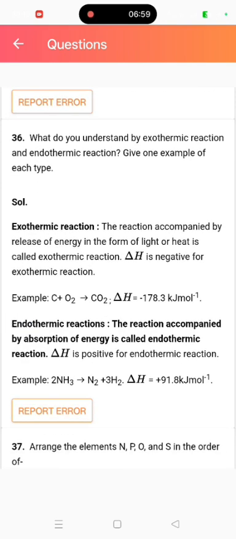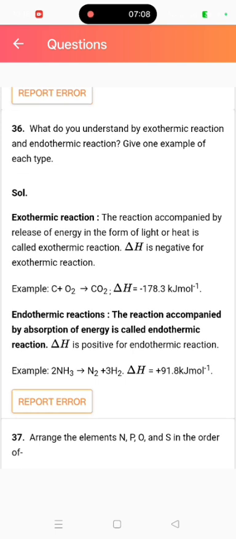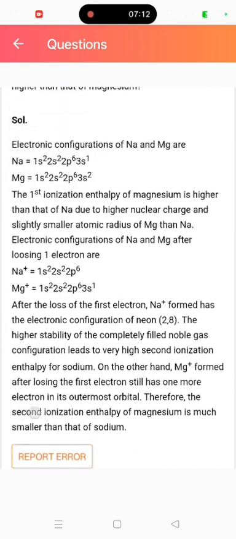What is an exothermic reaction? Energy is released in the form of heat or light. Delta H is negative for an exothermic reaction and delta H is positive for an endothermic reaction, where absorption of energy takes place.